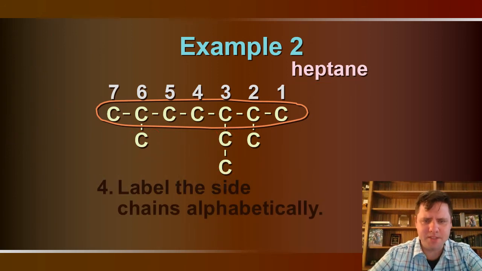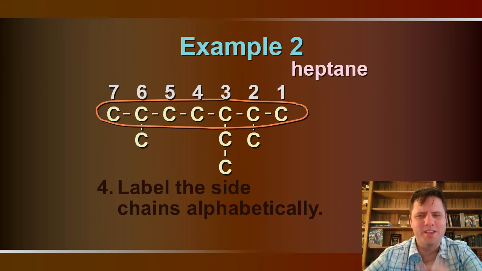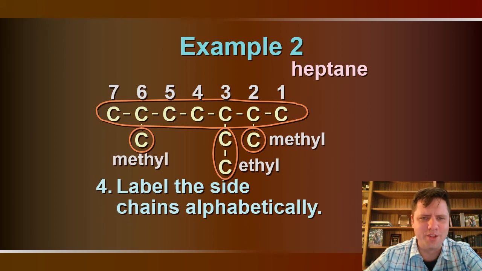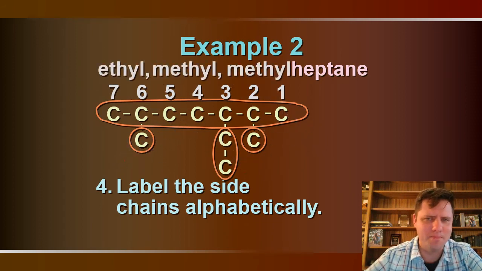We then label these side chains alphabetically. So does E or M come first? Is ethyl or methyl earlier in the alphabetical order? Well, ethyl comes first. So it's ethyl, and then we have 2 methyl groups, right? We have ethyl and methyl-methyl. So we can write that: ethyl, methyl, methyl, heptane. That's how we would say this.